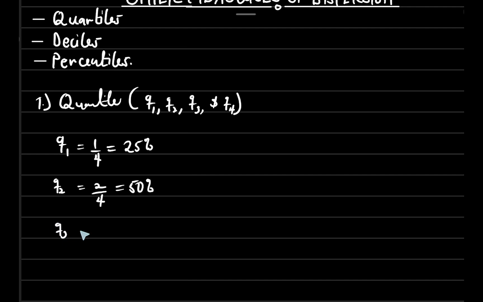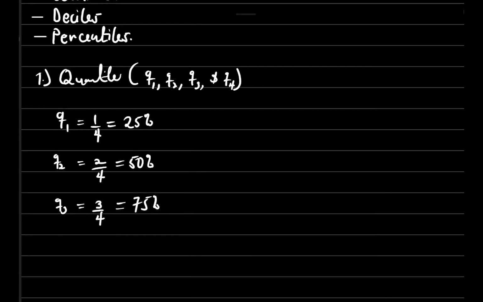Then Q3 is 3 over 4, which in percentage is 75%. And lastly, Q4, which is 4 out of 4, and that gives us 100%. Just one division. So for quartiles, the general formula for ungrouped data goes like this.